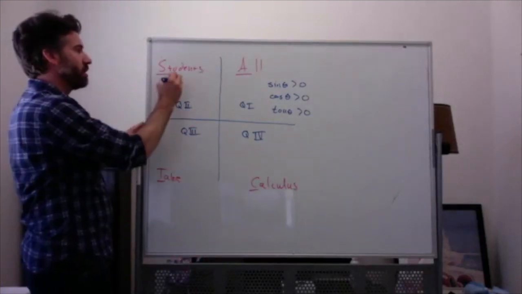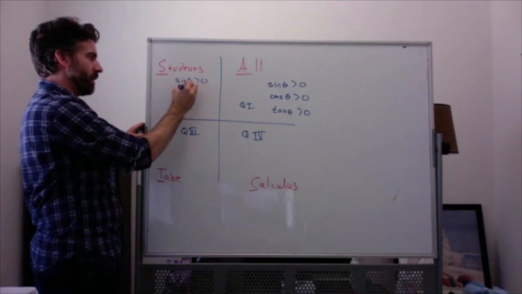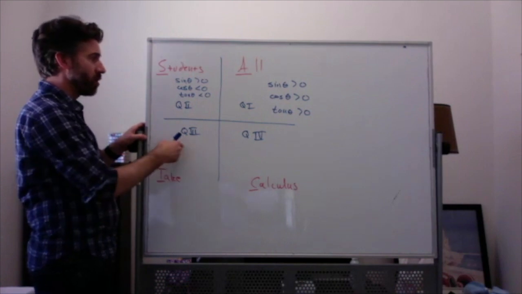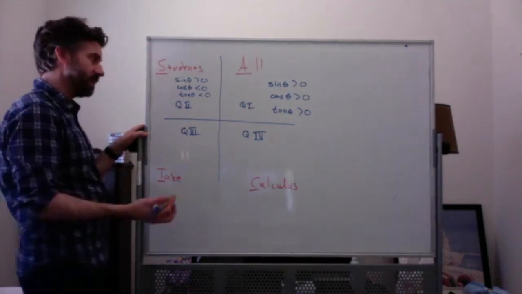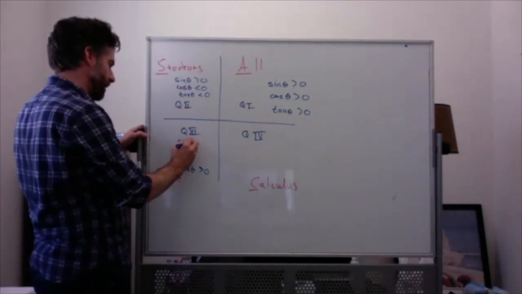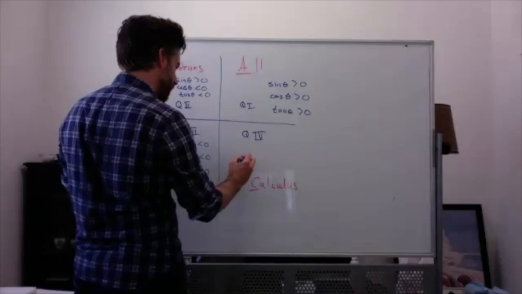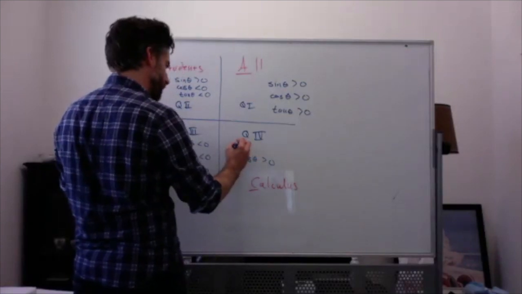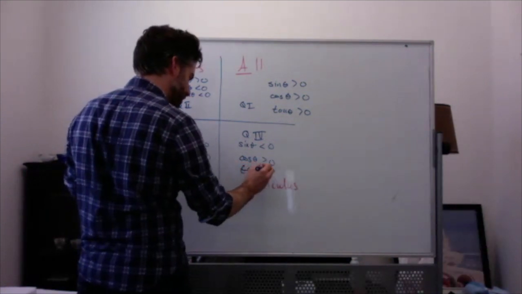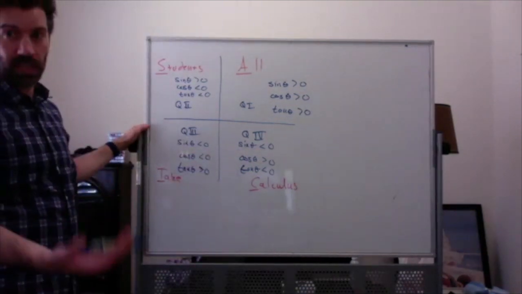Here in quadrant 2, sine is positive, and the other two are negative. So cosine theta is negative, tangent of theta is negative. Here in quadrant 3, the T is what we focus on, so tangent is positive, and the other two are negative. So sine of theta is negative, cosine of theta is negative. And here in quadrant 4, cosine is the positive one, and the other two are negative. And I just want to point out, in quadrant 4, cosecant would also be negative because sine is negative.